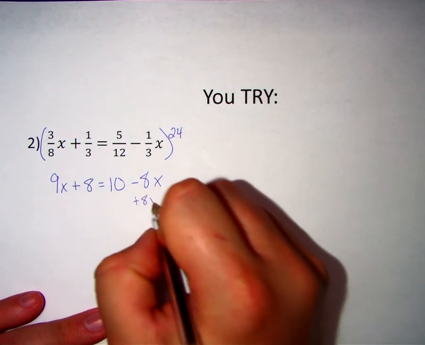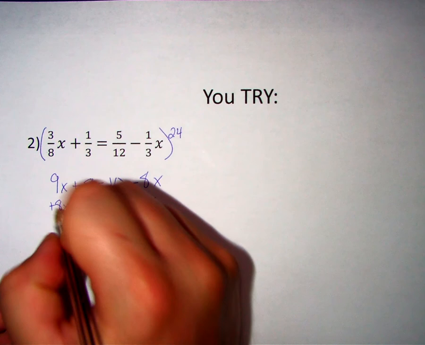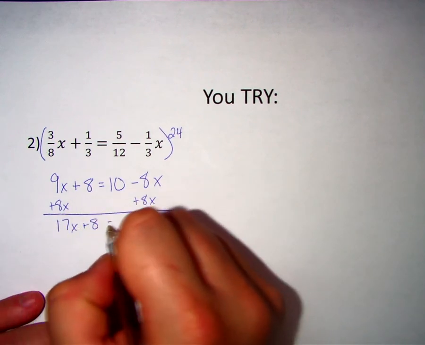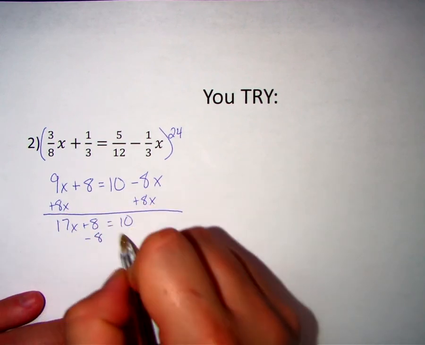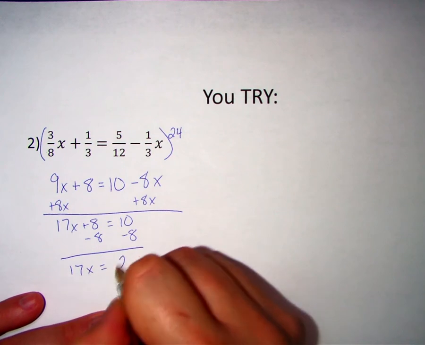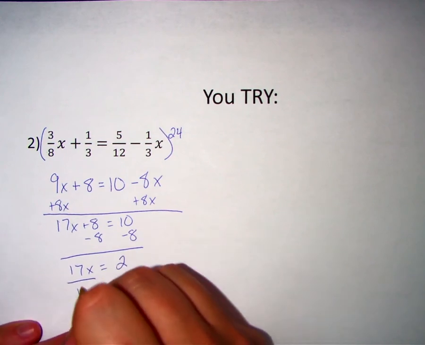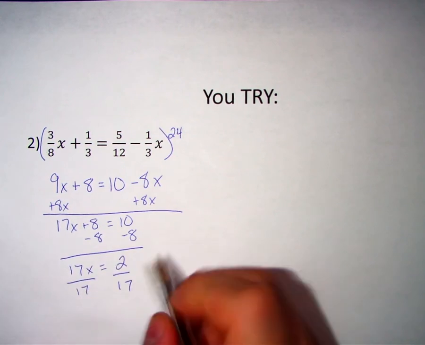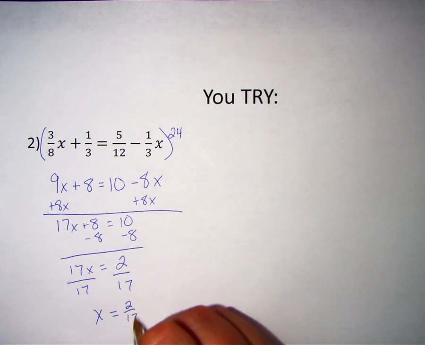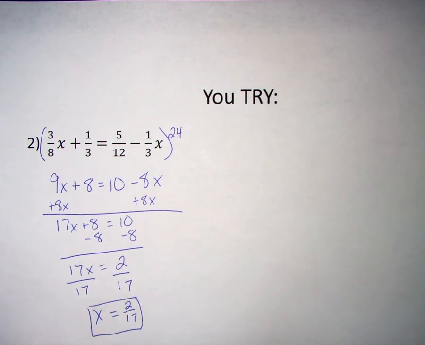So we can add 8x. We can subtract 8. We can divide by 17. And x will be equal to 2 over 17, which does not simplify any further. We're good to go.